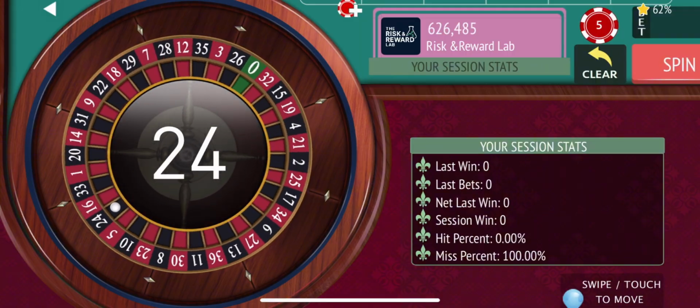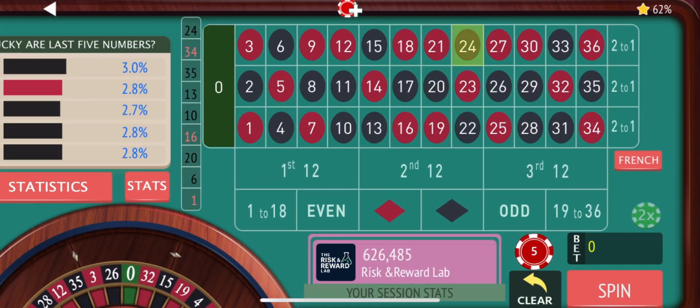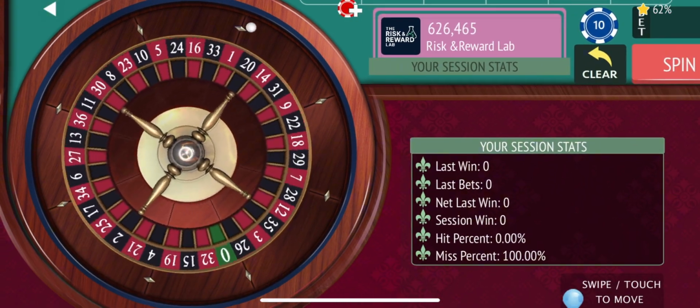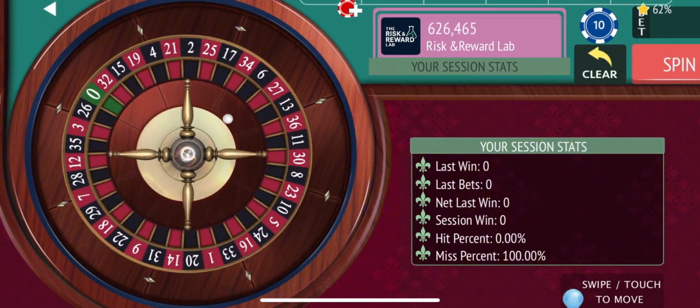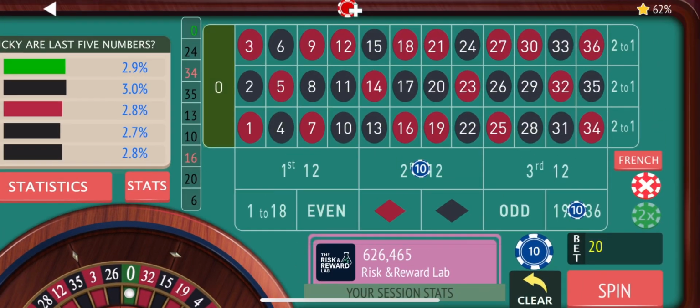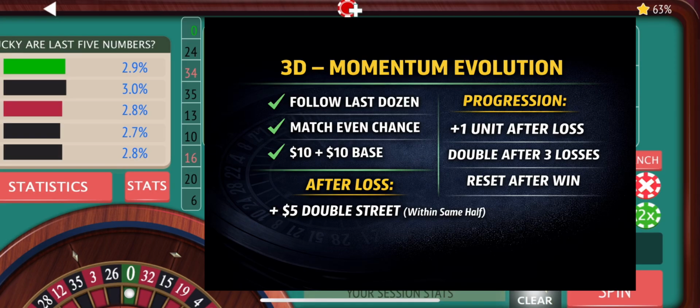Last session exposed a flaw in the original 3D roulette structure. Not a bad run at all, as it still finished up $700 in 80 spins. But there was a structural weakness, so I rebuilt part of the system to avoid long drawdowns. This enhanced version has the same core philosophy, but now we're adding internal smoothing through double streets and also the follow the dozen structure. Let's take a look at the rules and get started.